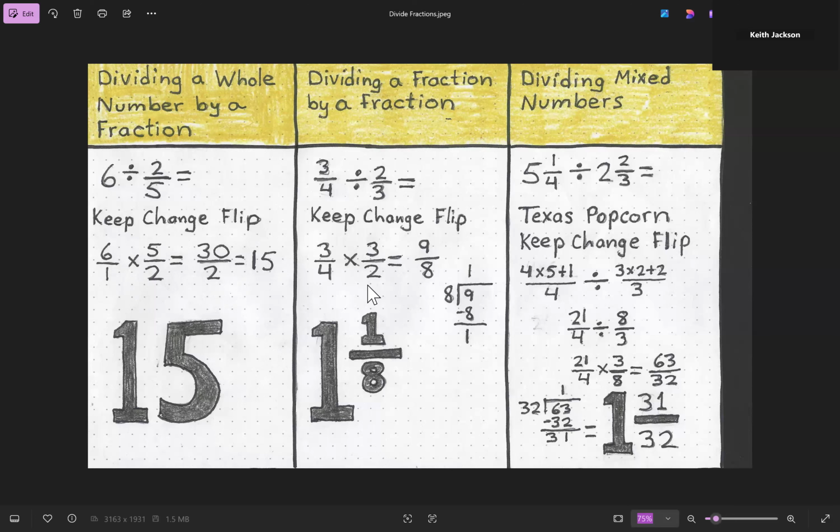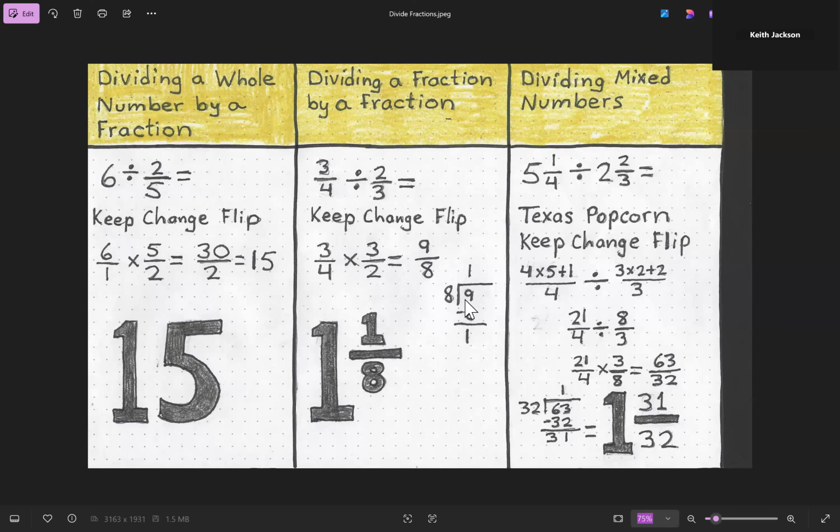Let's move on to our second big example in which we're going to divide 3/4 by 2/3, keeping in mind that we're going to use the keep, change, flip method. We're going to keep 3/4 as is, change division to multiplication, and flip 2/3 to 3/2. Then we're going to multiply across because 3 times 3 will give us 9, while 4 times 2 will give us 8.